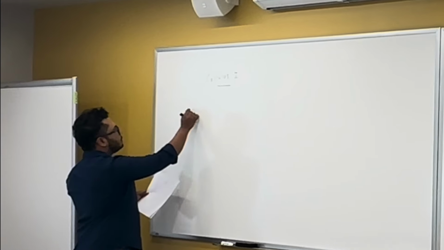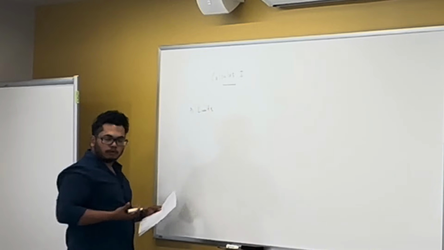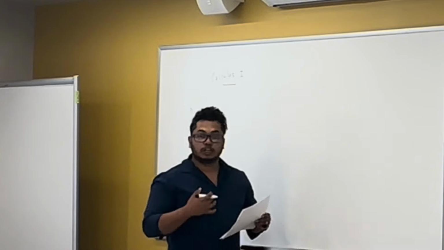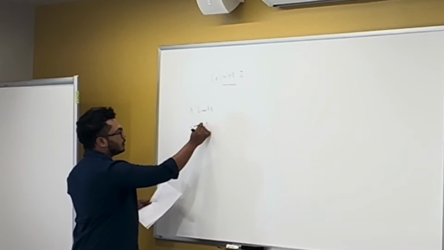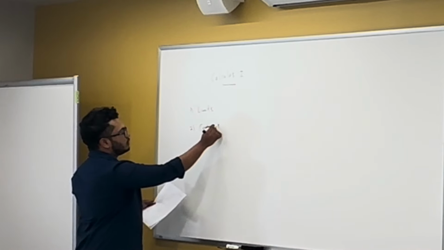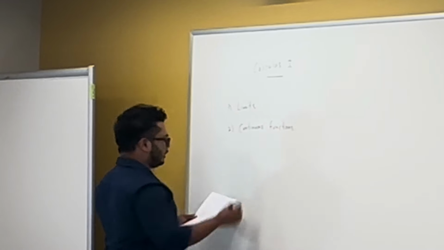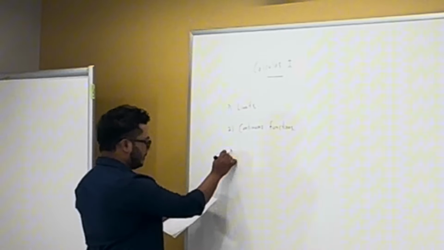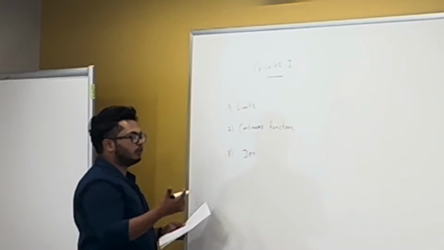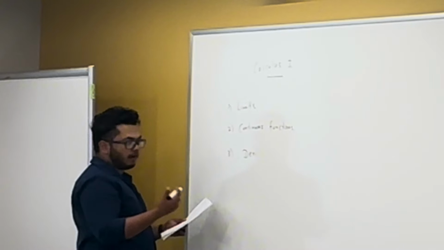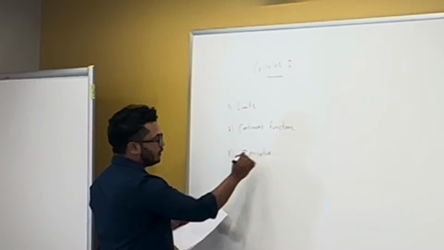Okay. So first you have to understand the idea of limits. It's very important. Left limit, right limit, continuity, or continuous functions. And then we talk about derivatives. The derivative is actually defined as a limit, so remember that.